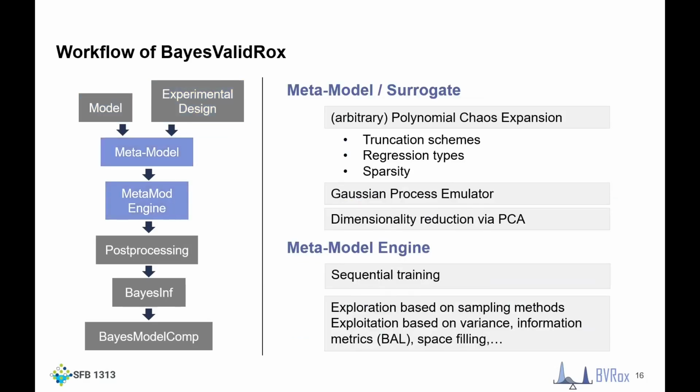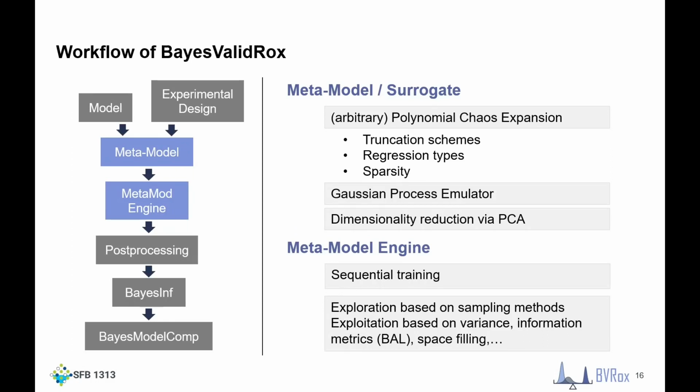Now that I have done this, I can start to think about my surrogate. And we typically use polynomial chaos expansions in BayesValidRox, mainly what we call the arbitrary polynomial chaos expansion. This is a type of PCE that does not need you to choose a specific type of polynomial to build your expansion on, but it just uses the prior distributions that you feed in to your experimental design and uses these to create your PCE. There's different properties that you can set here, different truncation schemes, regression types, and you can also add sparsity to your expansion, which helps to further reduce the number of data points or number of model runs that you need to get a good approximation for higher degrees.